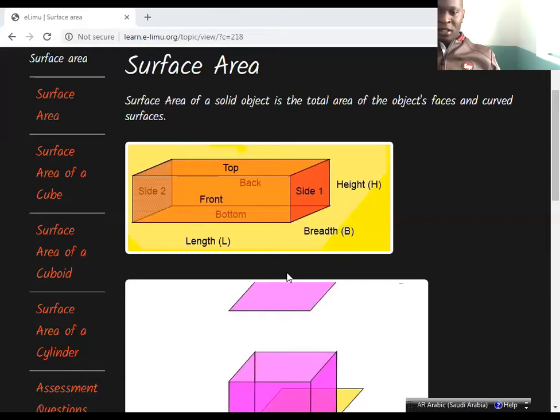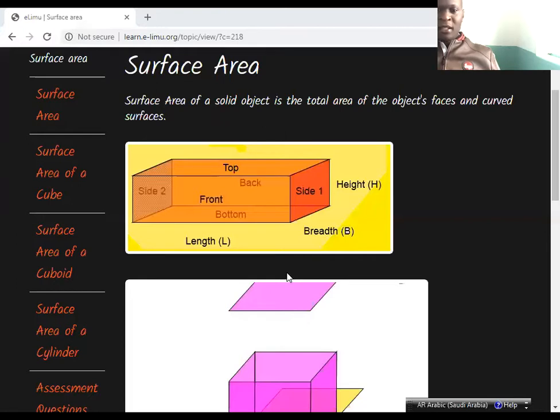We can see this side has the following dimensions. There is the length, the horizontal distance, which is the length. There is the width, B. There is the height, which is H. Length, L. Width or breadth, B. And the height, H. Have you seen the figure?